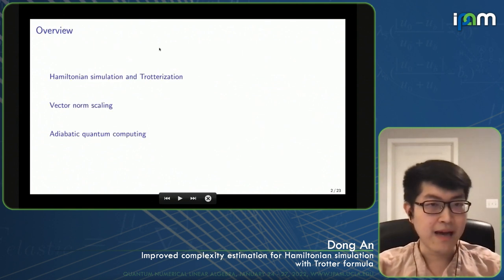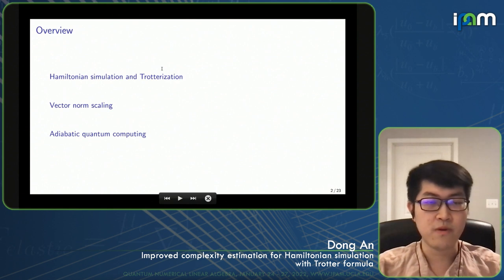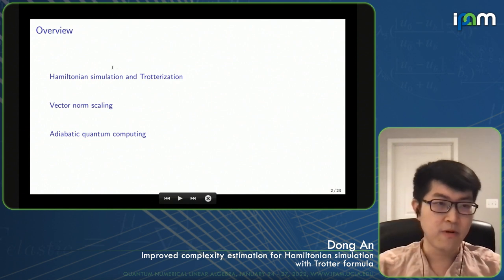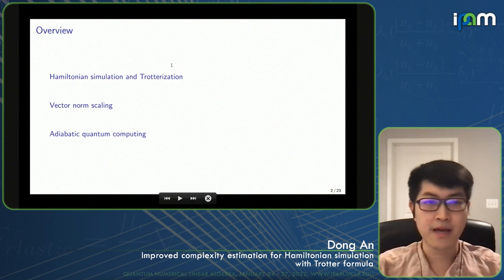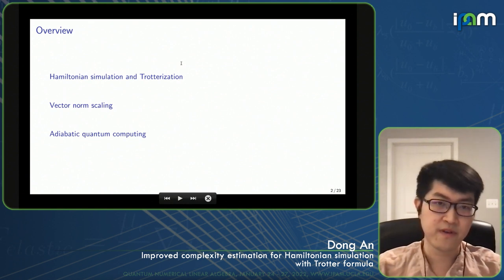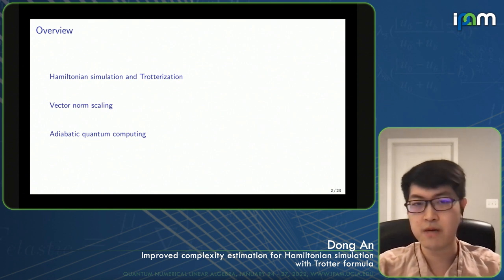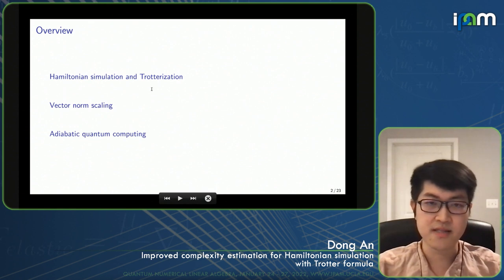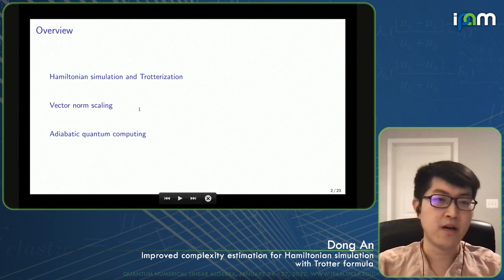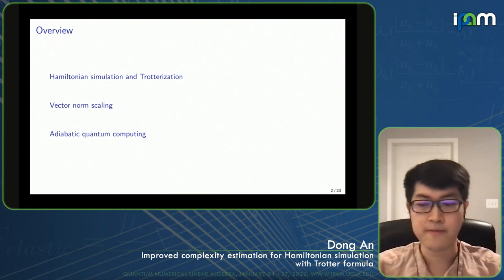So here's the outline for today's talk. We will first formulate our problem, the Hamiltonian simulation problem. I'll briefly introduce the Trotter formula for this problem. And then we will discuss two improved error bounds for this Trotter formula, which we call the vector norm scaling and the application to adiabatic quantum computing.